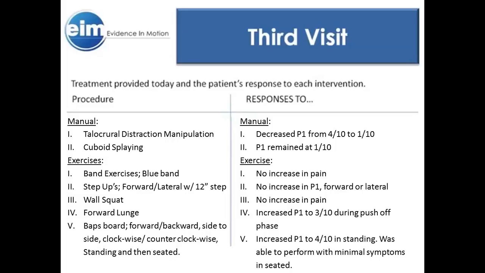Performed wall squats with no increase in pain. Forward lunging actually did increase the pain, especially on push-off, so we stopped that after just a few. And then we also incorporated a BAPS board in both standing and sitting. That increased the P1 when standing, but it was not very irritable when sitting, so we performed it in sitting mostly on the third visit.